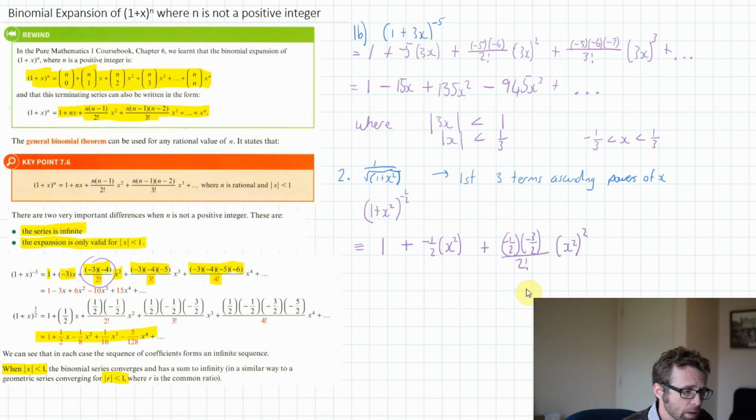So, what does this give us? 1 minus 1/2 x squared. And let's have a look at this one. I get minus 1/2 times minus 3/2. So we end up with 3/4, and that will be divided by 2 factorial, which gives us 3/8. So it should be positive 3/8, and this will be x to the power of 4. And those should be the first 3 terms in ascending powers of x.